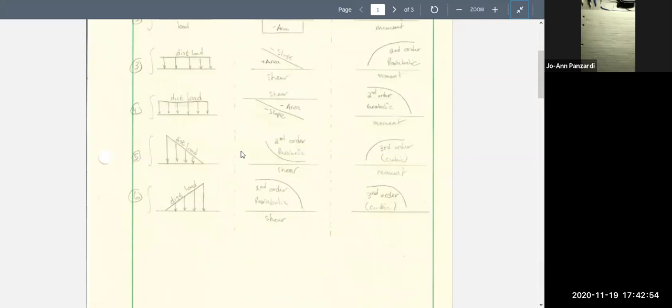So I just keep this sheet open for me every time I do a shear and bending moment diagram. Okay. And now we're going to do a diagram.